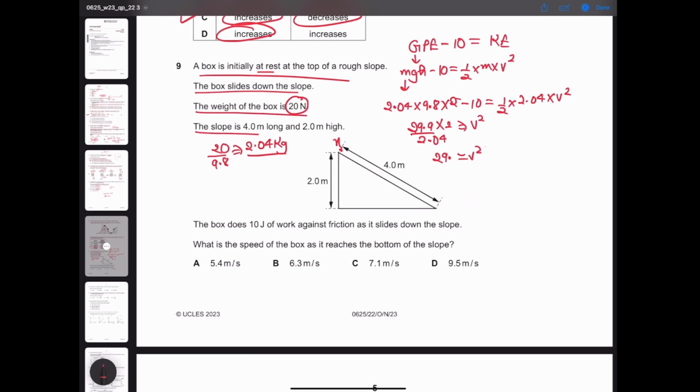Now you can tell me yourself, 6 squared is 36. This is not possible, this is not possible. Answer should be A. This is not a very difficult question.